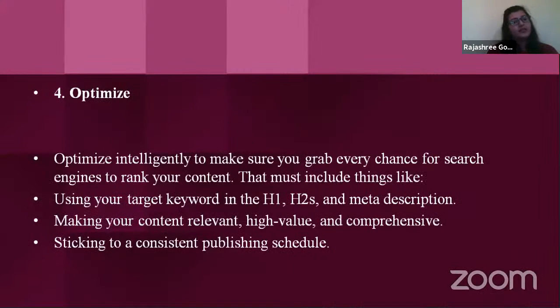Fifth is optimize. When you optimize the keywords, make sure that you do this very intelligently. Use your keywords in the headlines. Make sure your content is relevant, high value, and the lines are short, crisp and comprehensive. And make sure you are consistent with your keywords and the content flow is there. And there should be one consistent publishing schedule. Before publishing any SEO content or writing, you should prepare a schedule first and then be consistent with that.